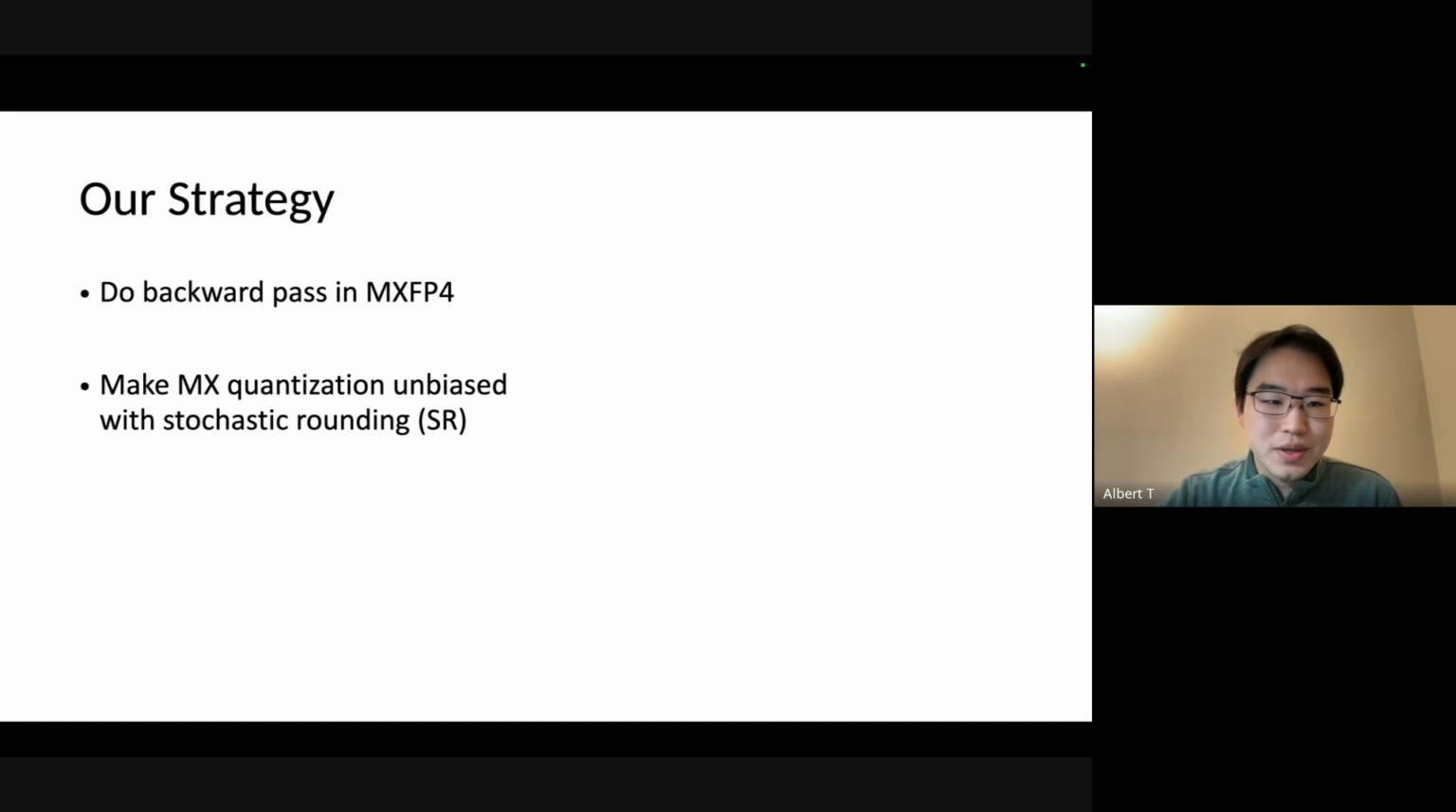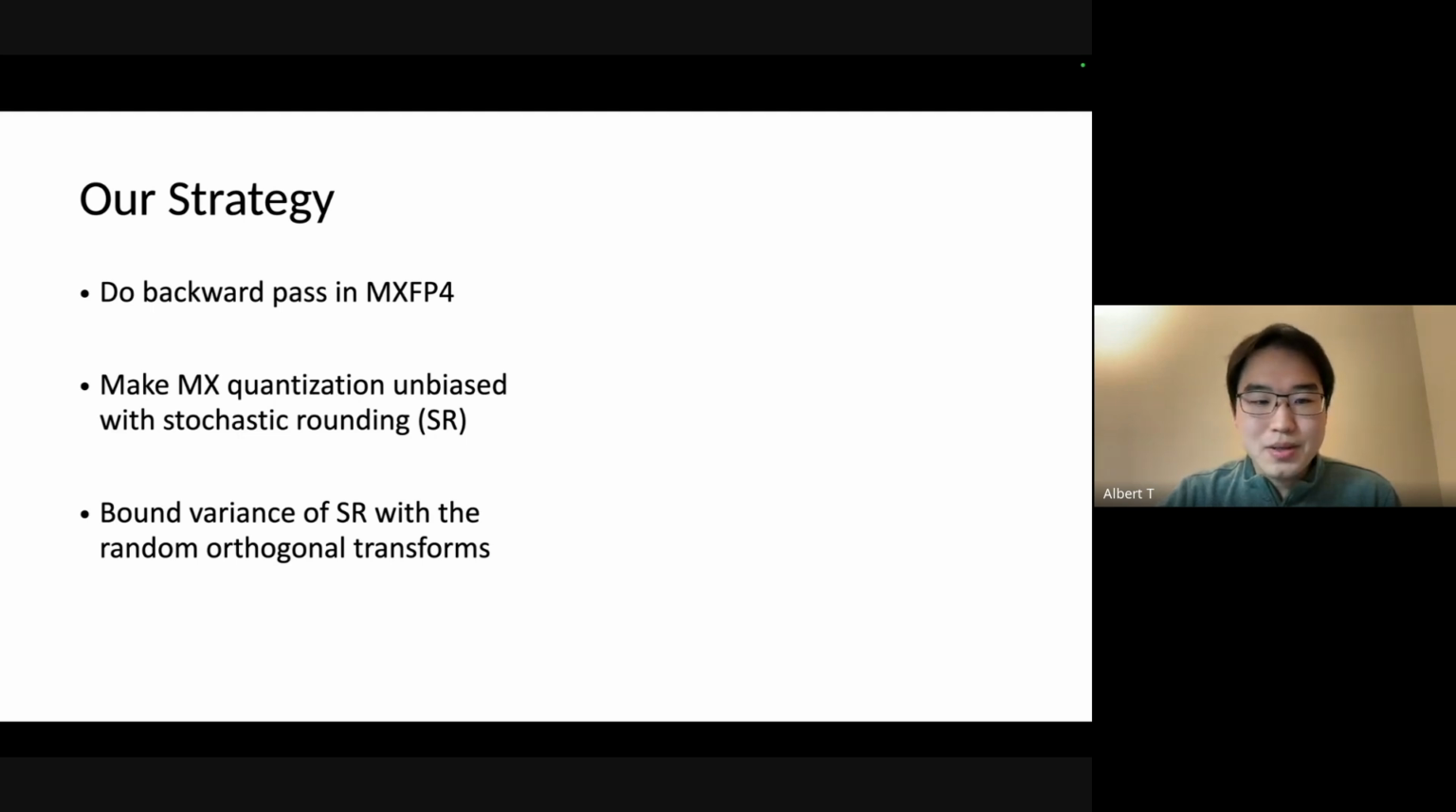So the first part that we do is we make MX quantization unbiased with stochastic rounding. And then the second part is we bound the variance of stochastic rounding with random orthogonal transformations. I'll explain what that means later, but basically because stochastic rounding is stochastic, it adds variance, and that can also hurt optimization. So in order to minimize the variance, we can use these random orthogonal transformations and do them in a memory bound and free way and improve the quality of the model. So if we do all this, we get about a 30% estimated end-to-end speedup versus FP8. This is FP8 forward pass for both, and then FP8 backwards versus MXFP4 backwards. This was actually tested using an int4 kernel on the A100 because we didn't have the B200.